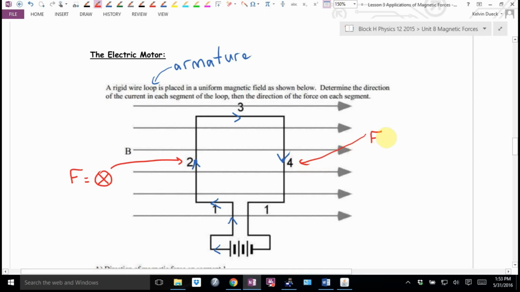Clay, this is important. This is the breakthrough, loud and proud. The motor will spin. This is why electric motors can generate spin.